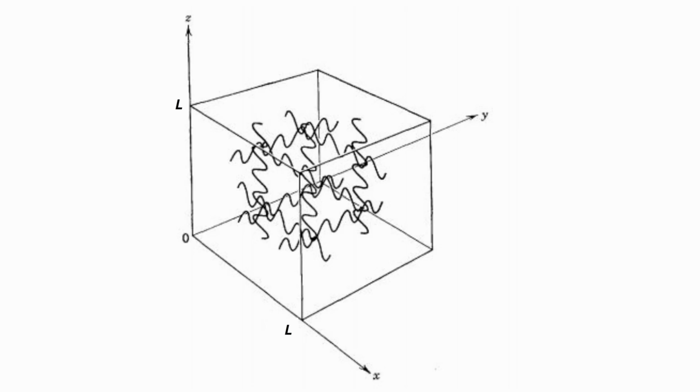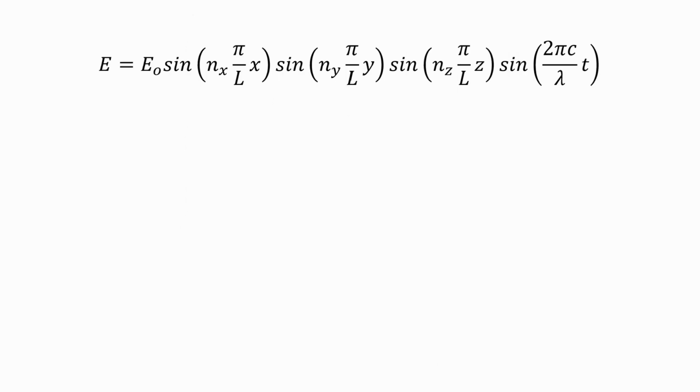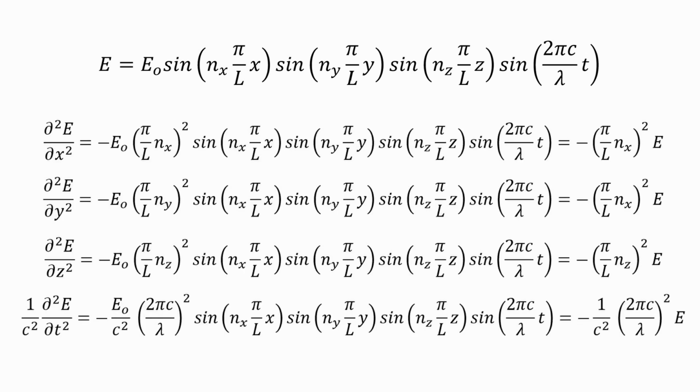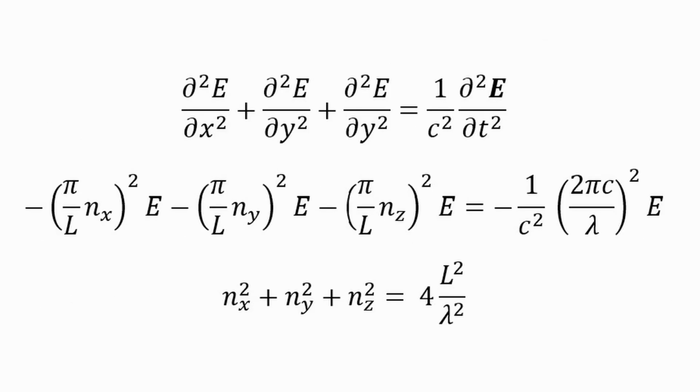The standing wave solution must have a sinusoidal form in x, y, and z coordinates with 0 value when the coordinates are 0 and L. The solution then has the general form. The second derivatives of this function with respect to x, y, z, and t are, substituting this into the wave equation yields: each combination of nx, ny, and nz that satisfy this equation constitutes a vibration mode.